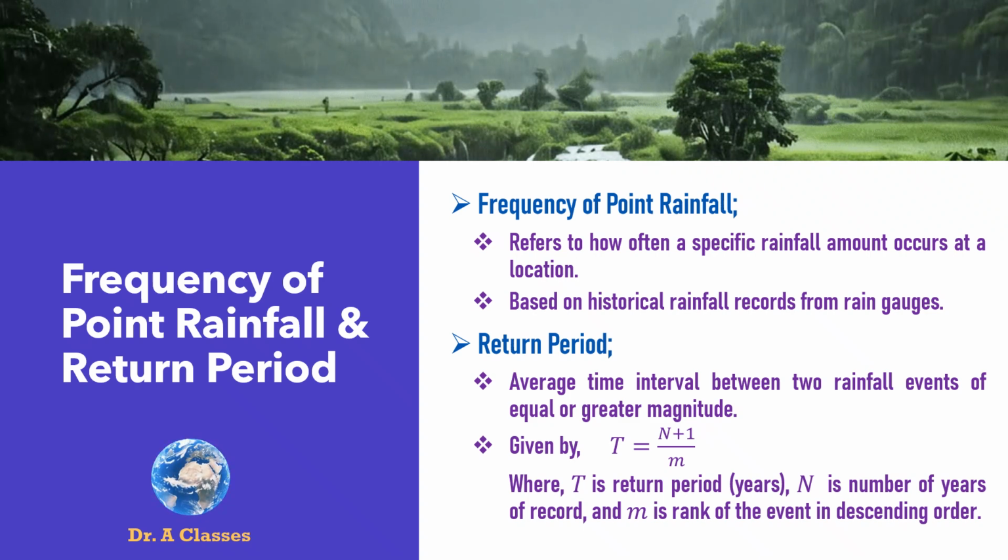Design applications include sizing of urban stormwater drains, flood embankments, culverts, and even planning of agriculture water management. Engineers often design a structure to withstand a 25, 50, or 100-year event depending on the criticality and safety requirements.